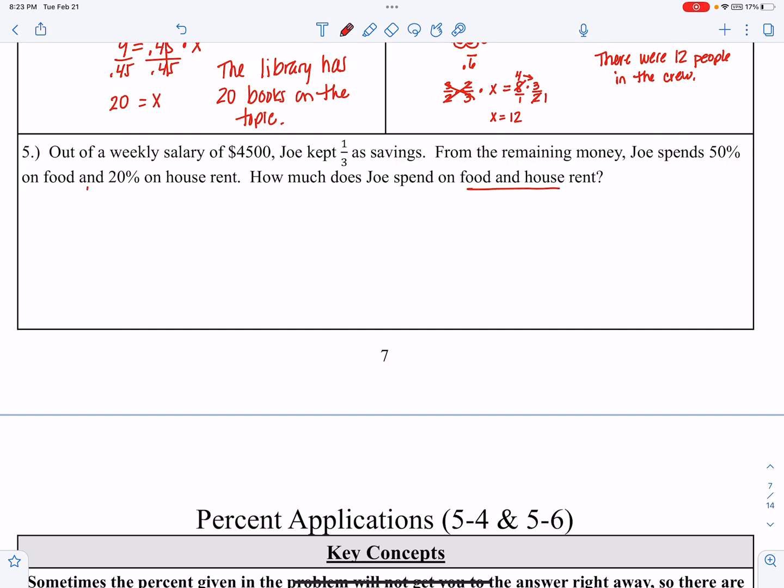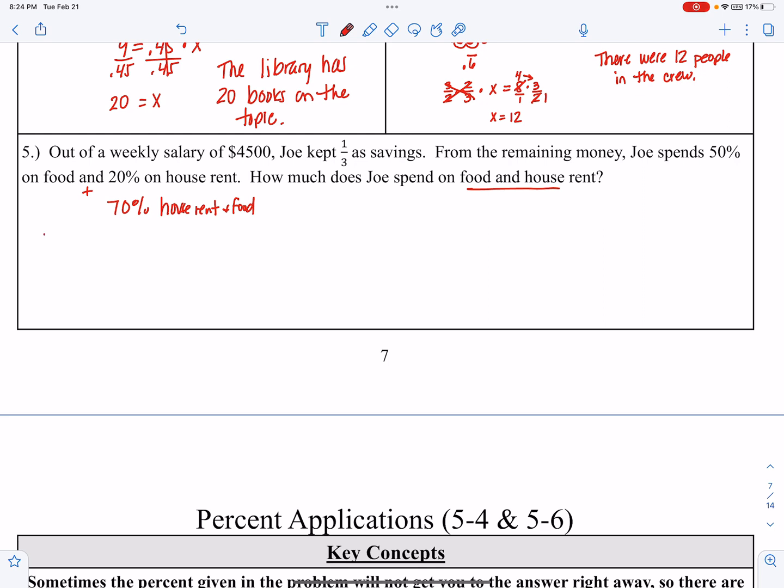So right away, I know that I need to be adding those percents together because they do want us to pay attention to both. So either way, we're looking at he spends 70% on house rent and food, okay, combined. So we need to identify 70% of what amount of money. Okay, well, it's his spending amount. So let's sort of break this down.